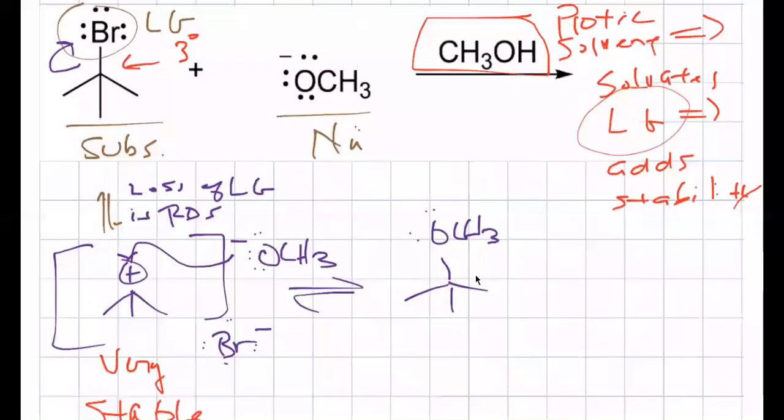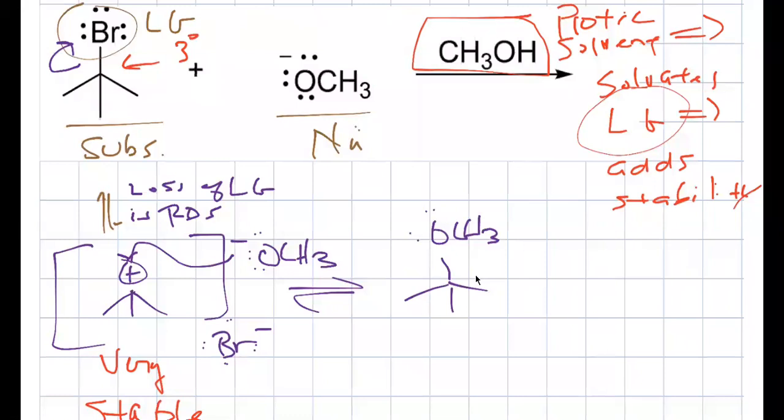So when we think about the attack of the nucleophile, in this case, it doesn't matter. It doesn't have to come from the opposite side or whatever, because the leaving group is already gone by the time the nucleophile attacks.